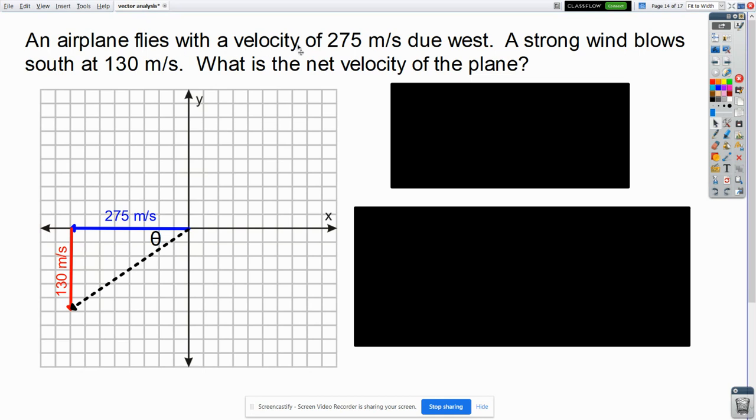So a plane flies with a velocity of 275 meters due west. I drew that one in first.